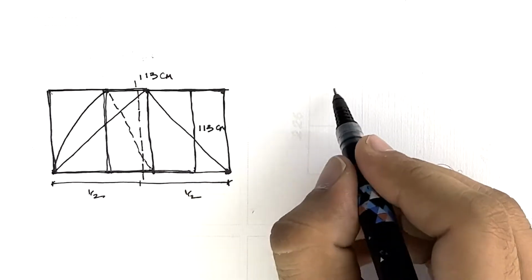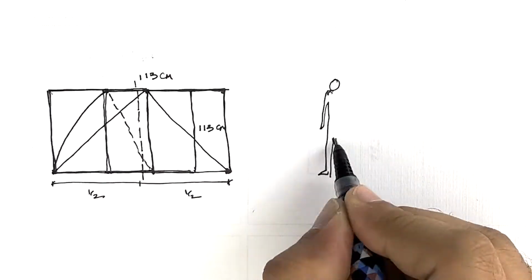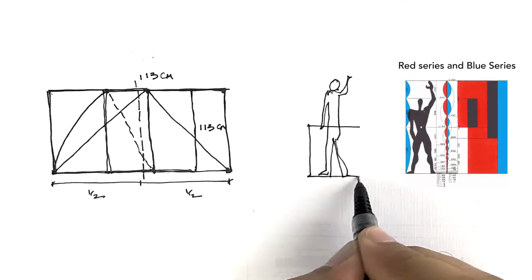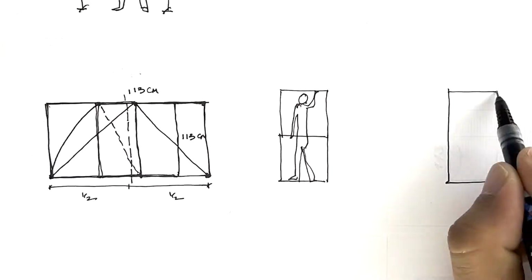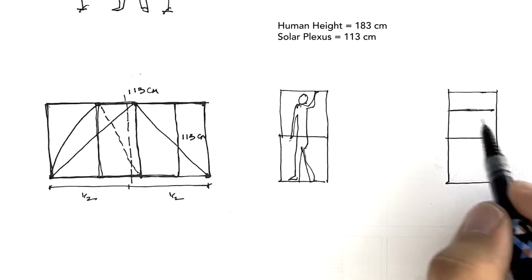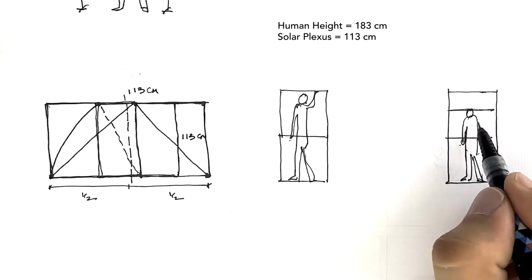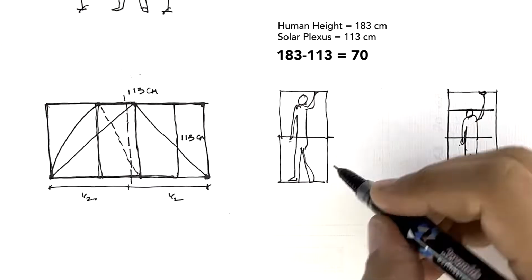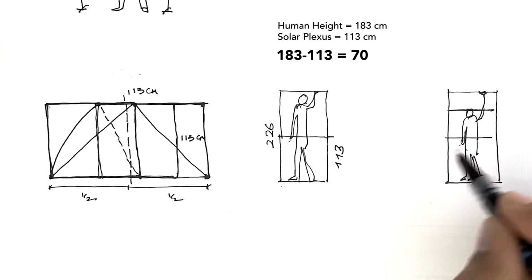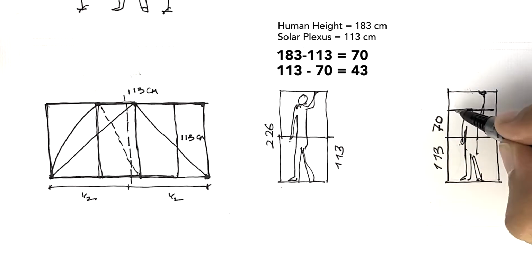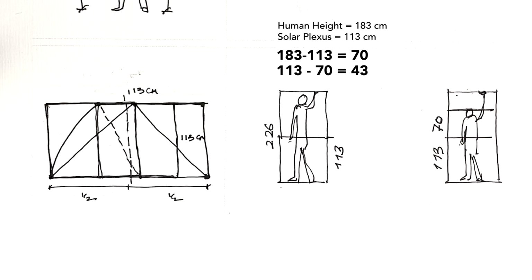Now let's put our human body back inside this space. We will get the proportion numbers, which are known as the red series and the blue series. If you take the height of the human body, which is 183 cm, and the solar plexus, which is 113 cm, and subtract 113 from 183, you get 70. And if you subtract 70 from 113, you get 43. And you will get the whole series, which is known as the red series of Le Corbusier.